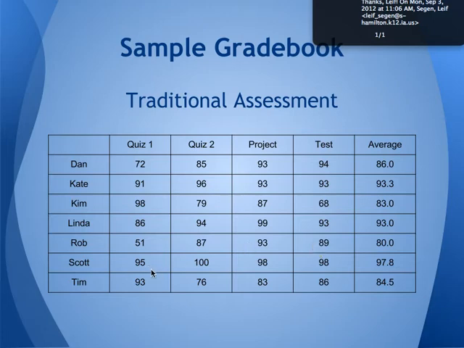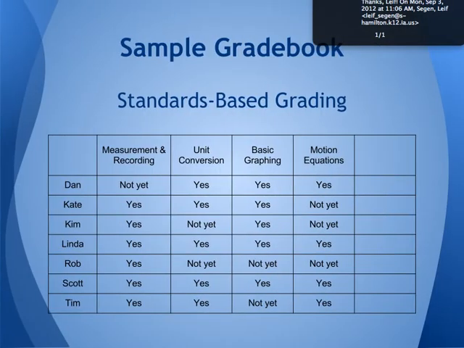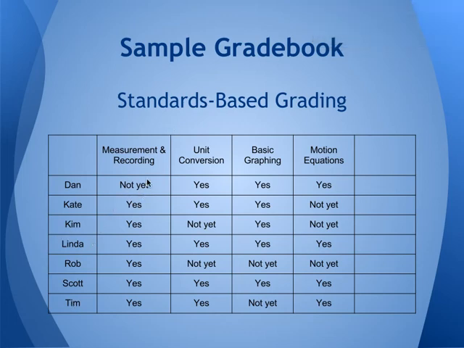That's what standards-based grading aims to solve. So let's look at a sample standards-based grading gradebook. Here we have the same students, and instead of quiz 1, quiz 2, project, or test, we see actual names of the learning goals. So for example, Dan, Katie, Kim, Linda, Rob, Scott, and Tim were all responsible for learning about these 4 things: measurement and recording, unit conversion, basic graphing, motion equations. These are just some sample learning goals from a physics class.